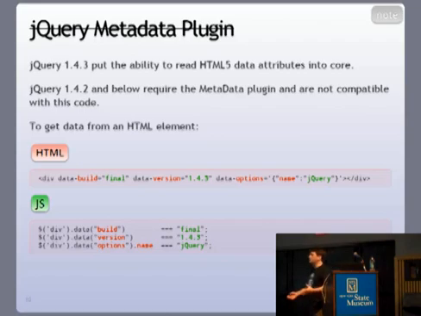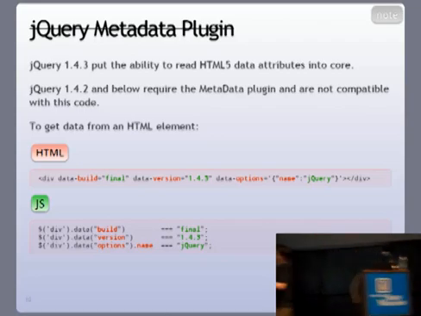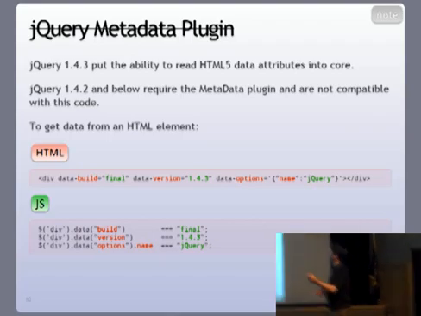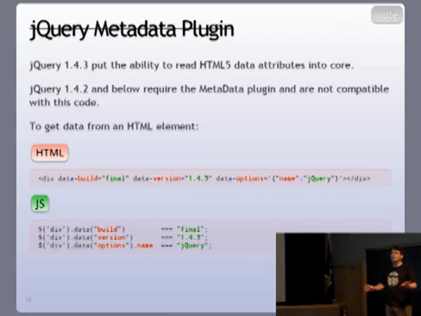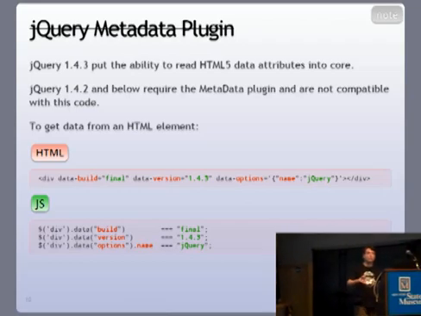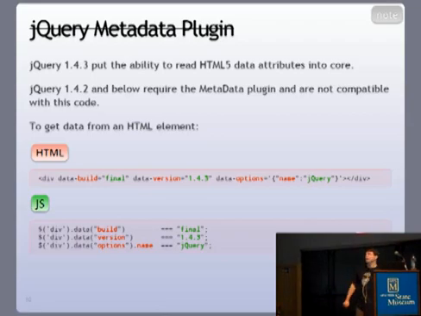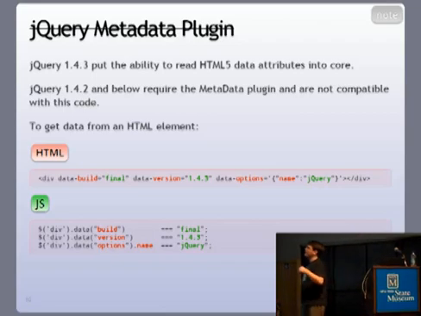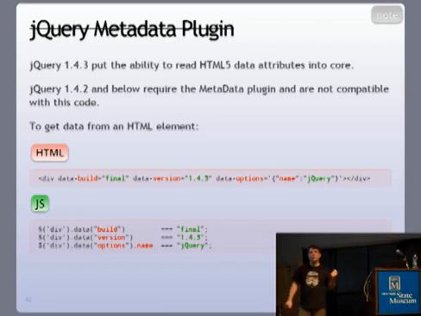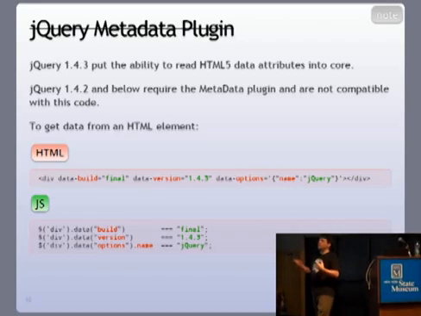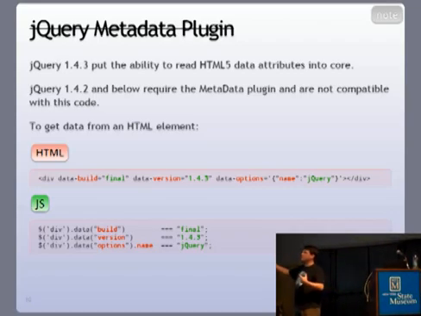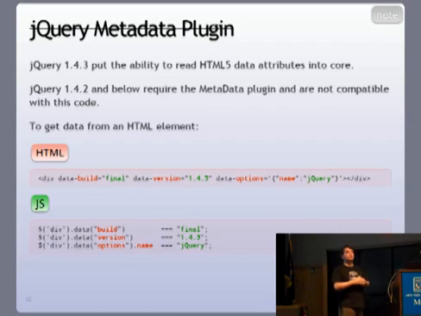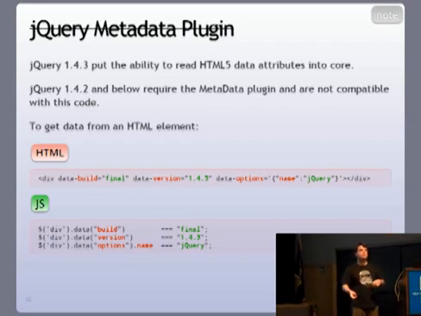You have a div and you set up custom attributes. Data-build, data-version, data-options. That can say data-my mom. It doesn't matter. It can say whatever you want it to say. And inside of your double quotes can have whatever value you want. The only thing that you should keep in mind here is that if you set something to true or false or a number, the jQuery core with the metadata plugin built into it will now change that from the string false or true to the Boolean false or true.